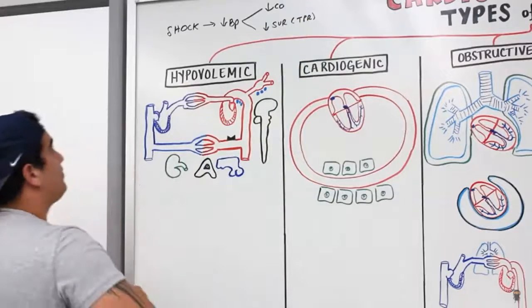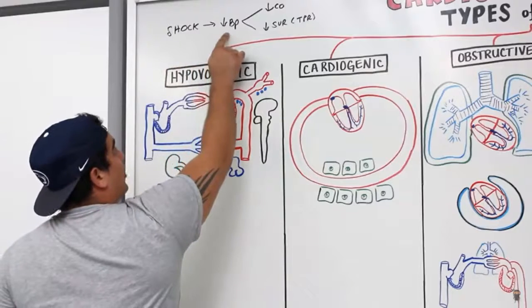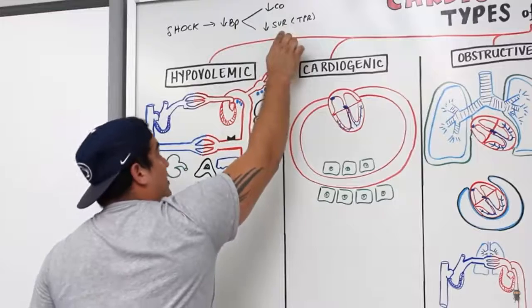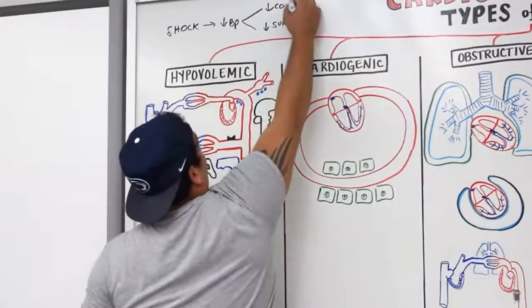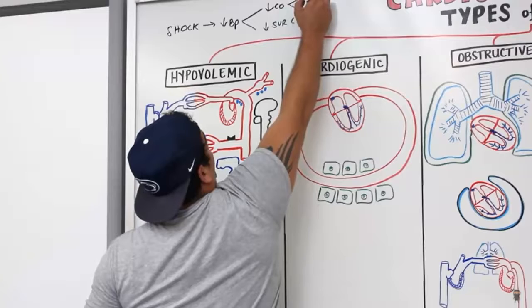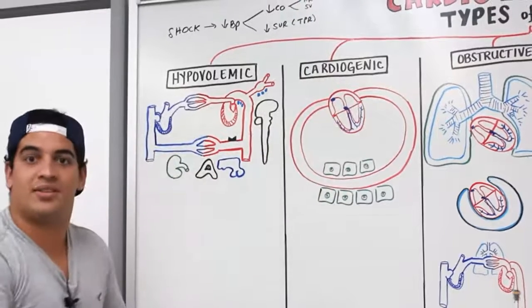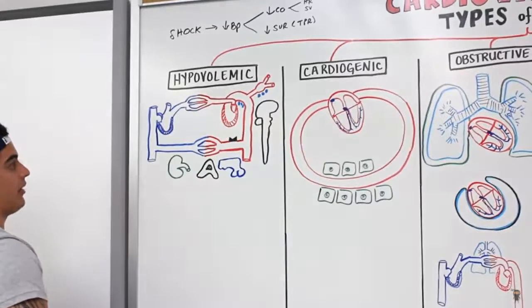So I want you to understand that shock is when there's a low blood pressure, and this low blood pressure could be due to a low cardiac output or a low systemic vascular resistance, okay? And then remember what cardiac output is dependent upon. It's dependent upon heart rate and stroke volume, okay? So now that we understand that, this is critical because we're gonna go ahead and get started now on hypovolemic.